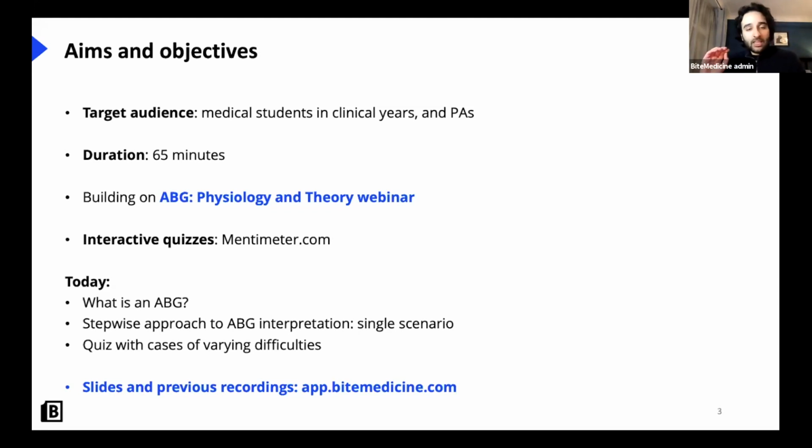If you are new here, you may not know, but we use a piece of software called Mentimeter, which I'll show you how to use as we go along, just to keep things a little bit interactive. Today, we're going to touch on the very basic stuff again: what is an ABG? Then the bulk of this is going to be the stepwise approach to ABG interpretation, working through a single scenario. And then we'll do a brief quiz at the end with cases of varying difficulties.